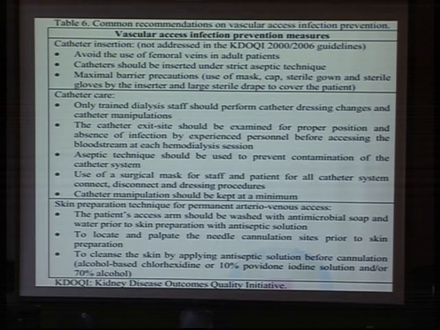What's the recommendation for the vascular access? Starting before the process, during the process, and after that. The most important is to wear personal protective equipment when starting the catheter process, and also clean the skin very well with antiseptic solution.